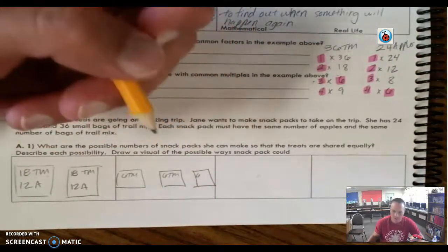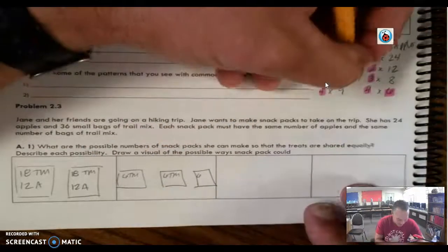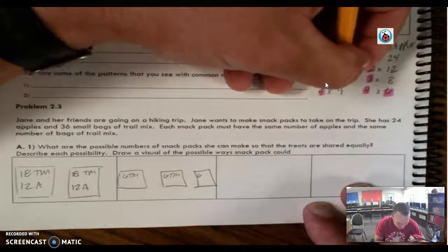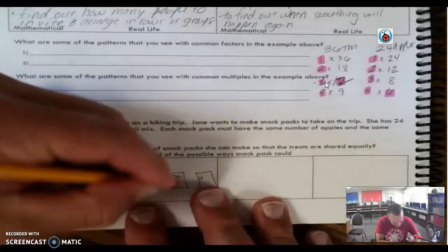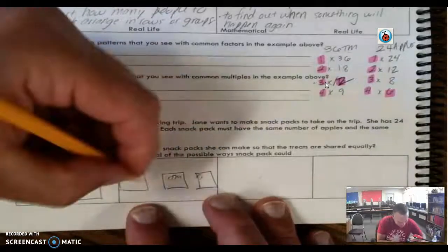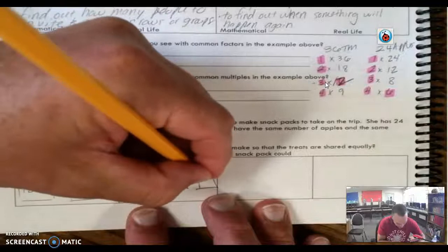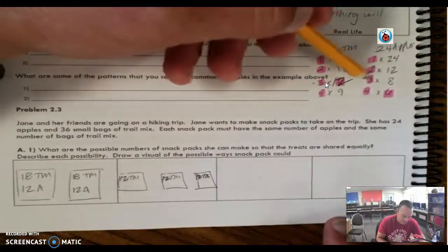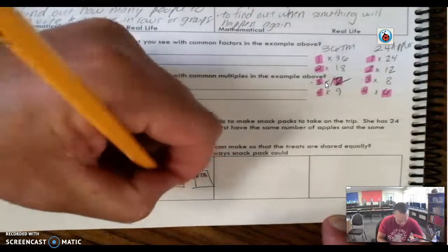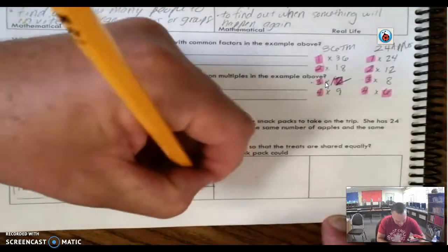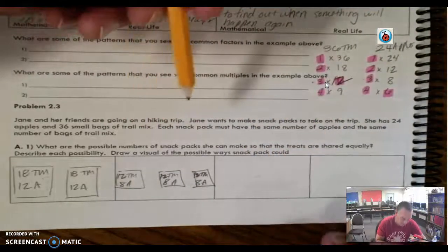Wait a minute, Mr. Cox, what are you doing, you knucklehead? That's not right. 3 times 12, you ding-dong. I'm sorry, you guys. You're probably screaming on the other side. So it would be 12, 12, and 12 trail mix. And for this side, it would be 8 apples in each one. 8 apples, 8 apples. See if you can do the last 2.